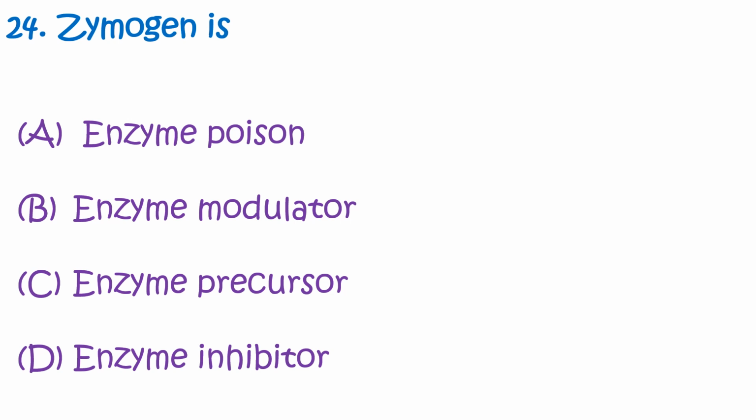Question number 24. Zymogen is, options are, it is an enzyme poison or a modulator, enzyme precursor, or enzyme inhibitor. Correct answer is option C, enzyme precursor. Now enzyme precursors are the simple proteins that become catalytically active by the hydrolysis process. These precursors are also called zymogens or proenzymes, and these are normally present in the digestive tract of the humans.